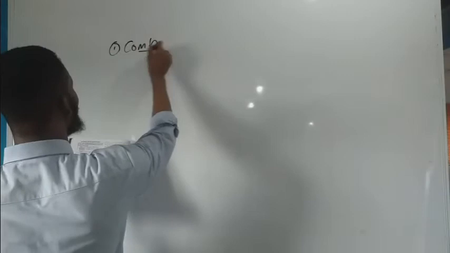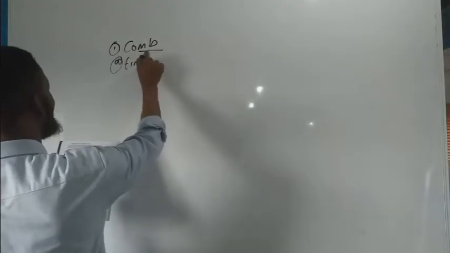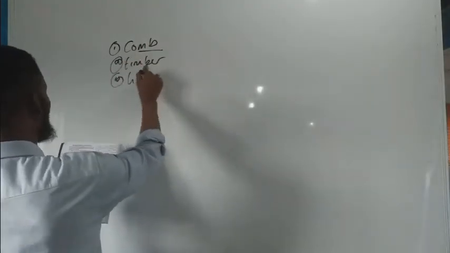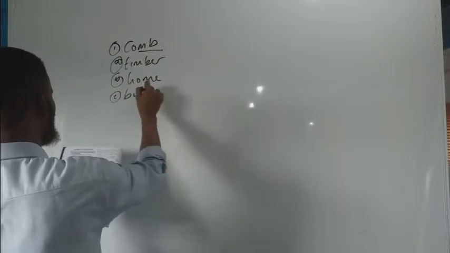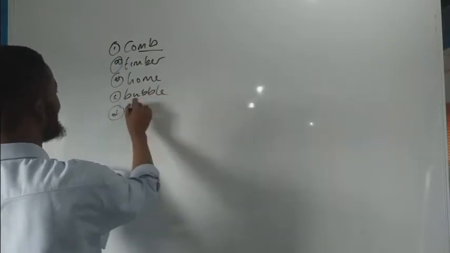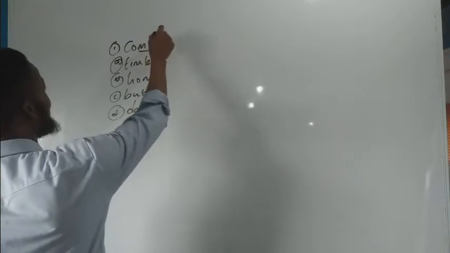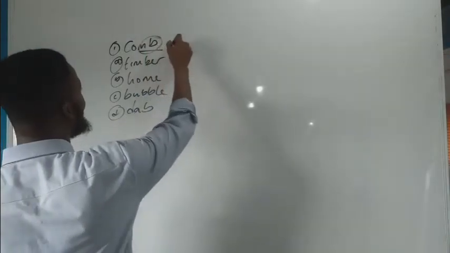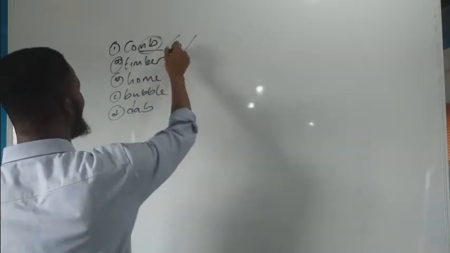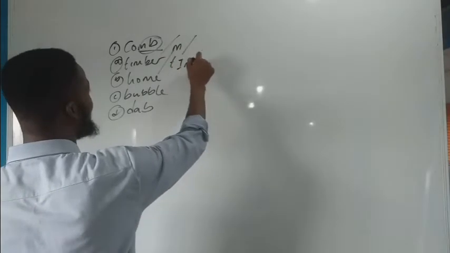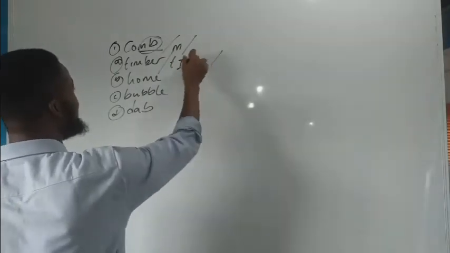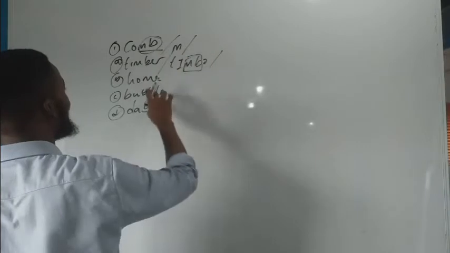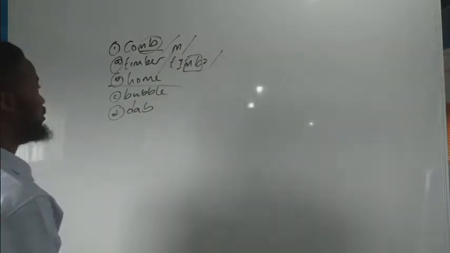Alright, for us to understand this better, we need a few questions. We need to look at this. We have number 1, C-O-M-B. Option A, we have T-I-M-B-E-R. Option B, HOME. C, we have BUBBLE. And option D, we have DAB. See, as soon as they underline this, we already know that they are looking for what? Ordinary M. But this one is called timber. Timber, you see, came with MB. We don't want that. We just want M. And home seems to be the only answer.